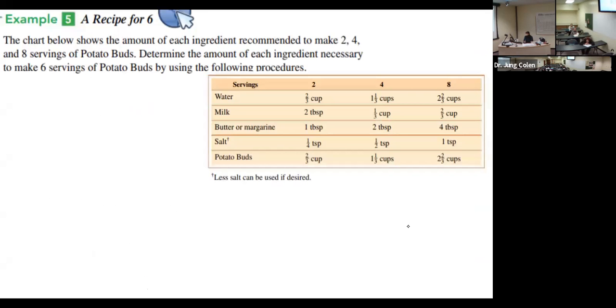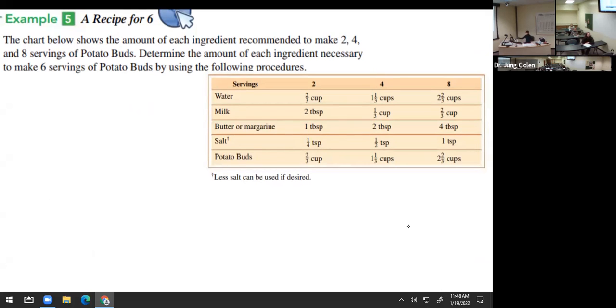Like this two thingy. Where did it go? Here we go. All right, so that's what we do. And I want you to think about this recipe. I think this will be the last problem due to the time.